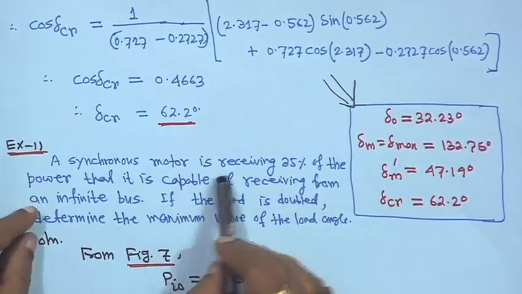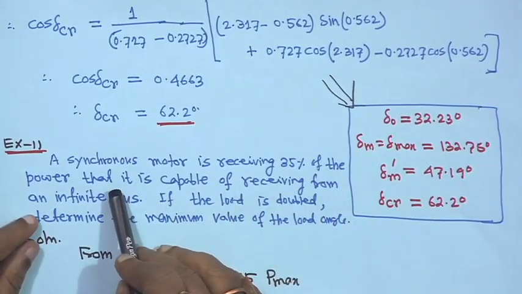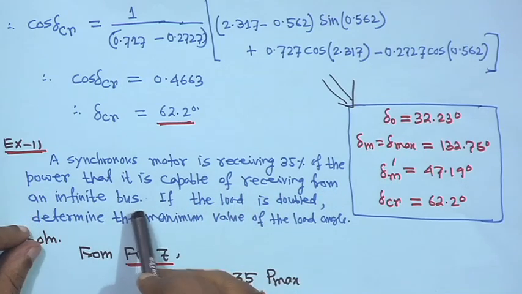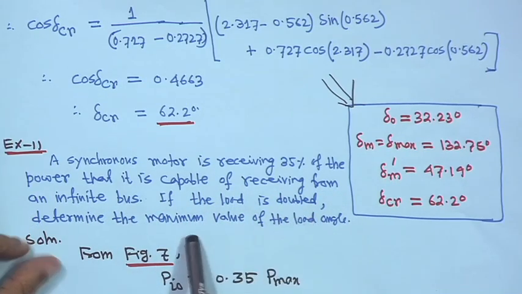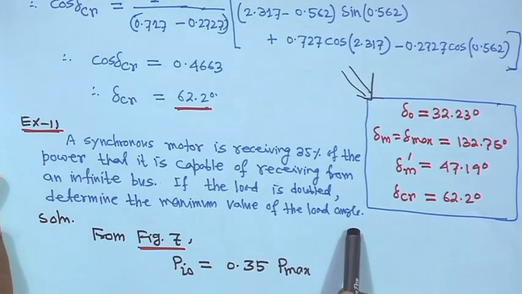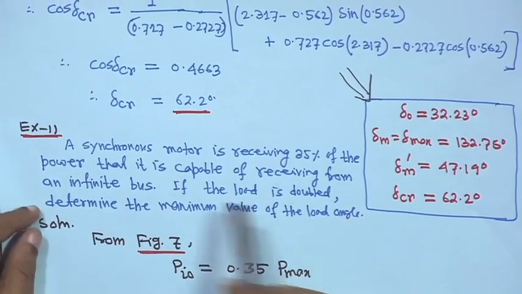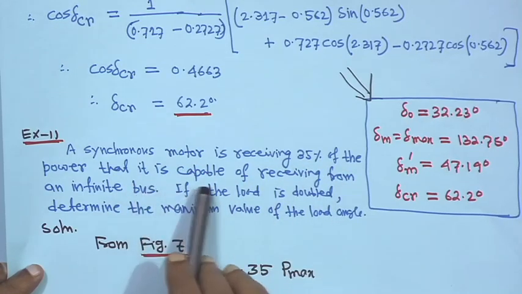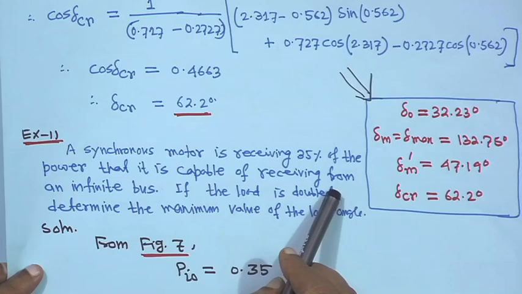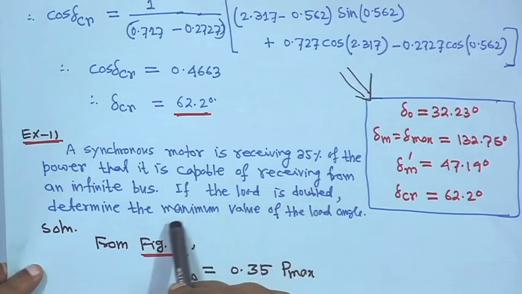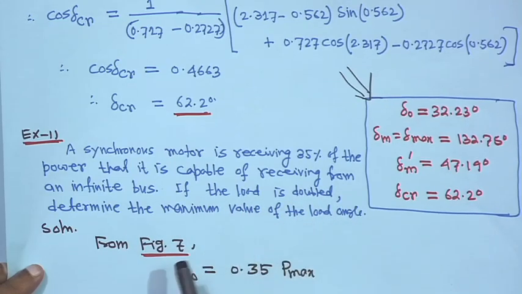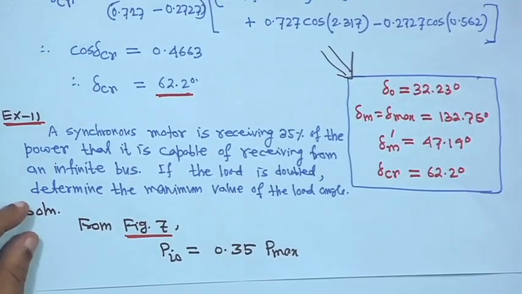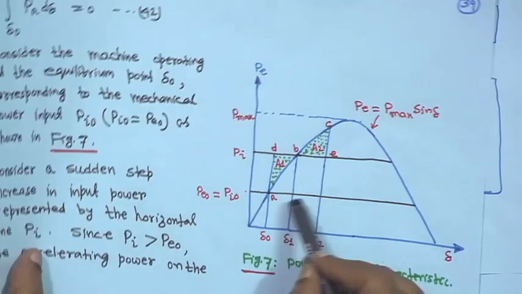Suppose a synchronous motor is receiving 35% of the power that it is capable of receiving from an infinite bus. If the load is doubled, determine the maximum value of the load angle. So, it is given that the synchronous motor is receiving 35% of the power that it is capable of receiving from the infinite bus, but if the load is doubled, determine the maximum value of the load angle. So, from figure 7, if you go back, I have figure 7 in front of me. This is my figure 7.